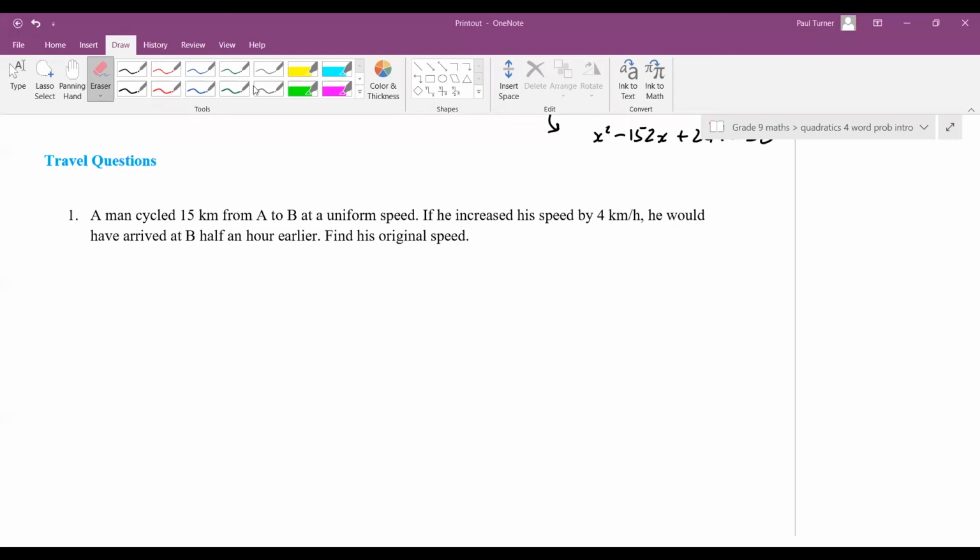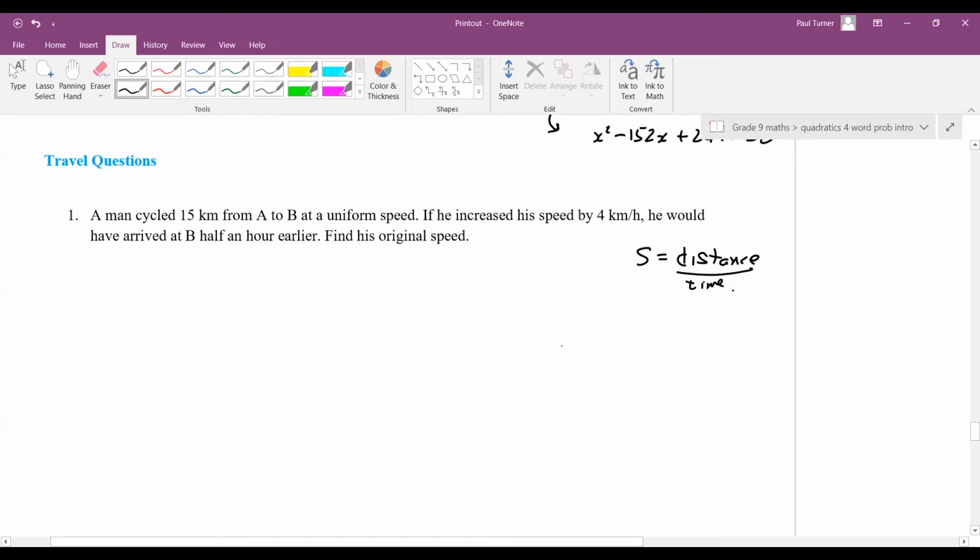Okay, so yeah, the section is on travel questions. Now, travel being, we're interested in things like speed and distance and time, okay? So you may remember from your physics class or science class, speed is distance on time.